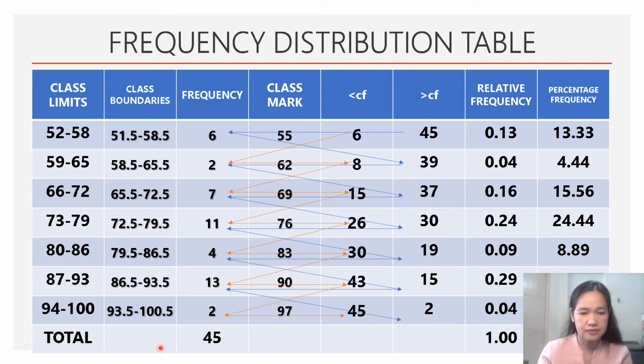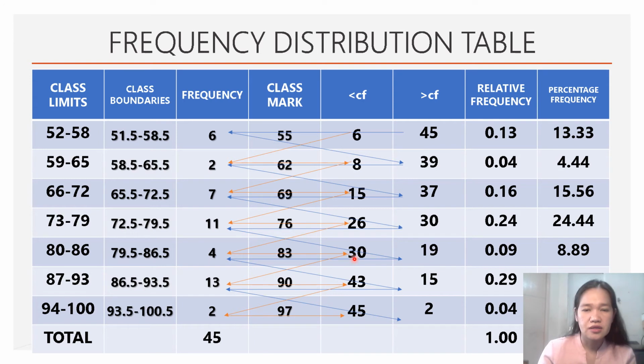So how do we do that? Let's start with the less than cumulative frequency. The lowest cumulative frequency is 6. We add the next class frequency, which is 2, so we get the value of 8. Then to 8 we add the next frequency, which is 7, so we get the result of 15, until we get the highest value of the less than cumulative frequency, which is equivalent to 45.